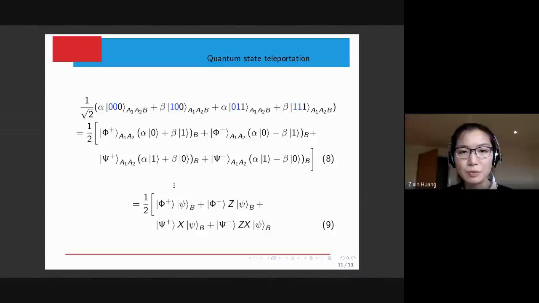Remember, once again, nothing has happened at this point. I'm just writing out the original state that Alice wants to teleport with the maximally entangled state that they share. So this is just a mathematical trick to write the state in a different form.